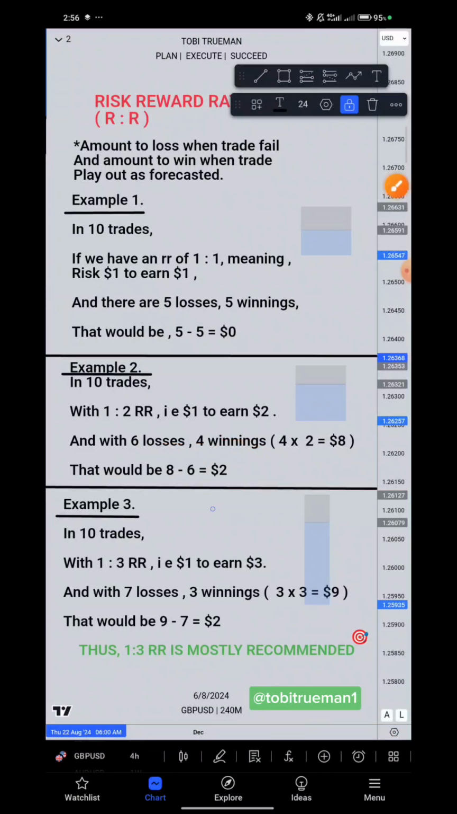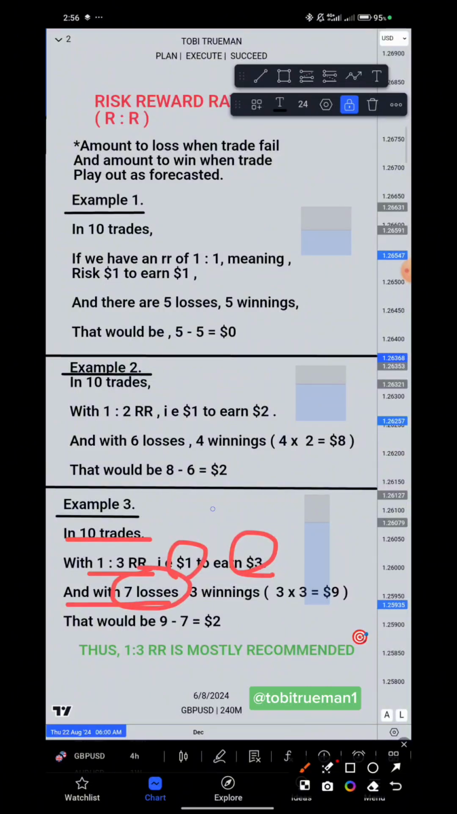Then you remove the $6 that you lost from the $8, and we come out with $2. Now let's look at example 3, the last one, with a 1 to 3 risk to reward ratio. That's if you are using $1 to get $3, with 7 losses, where we lose $1 in 7 trades, and we are winning 3 times out of 10 trades. We win 3, we lose 7, and anytime we win, it is $3, so each of those wins is multiplied by 3.